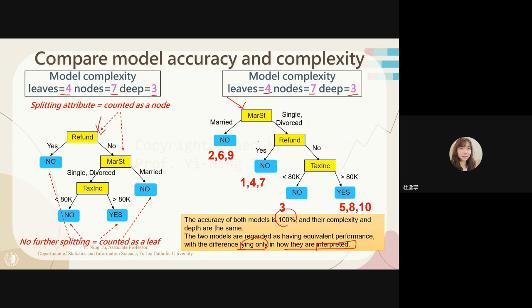So how to explain? This one first asks the customer whether you refunded from our bank. If you say yes, I will directly give you the money. If you say no, I will ask you your marital status. If you say no, I will give you the money. Otherwise, I will ask you your taxable income. But in the other tree, I will ask you whether you are married. Okay, you tell me married, then I will give you the money. Otherwise, I will ask you whether you refunded or not.